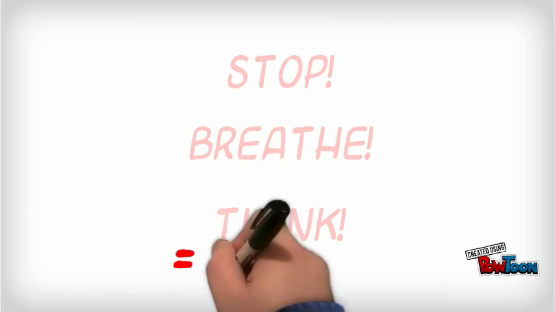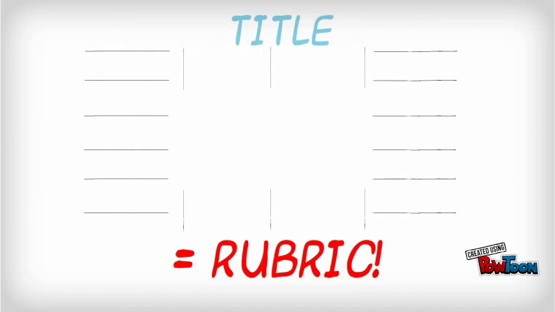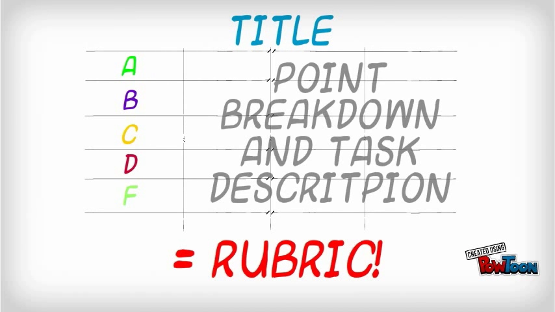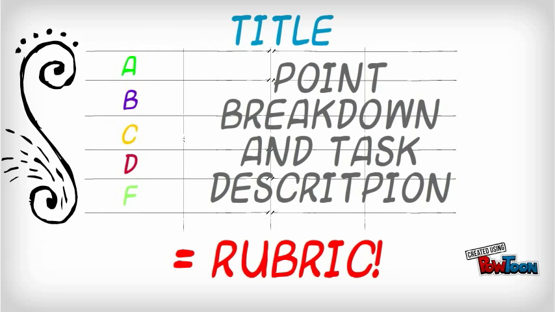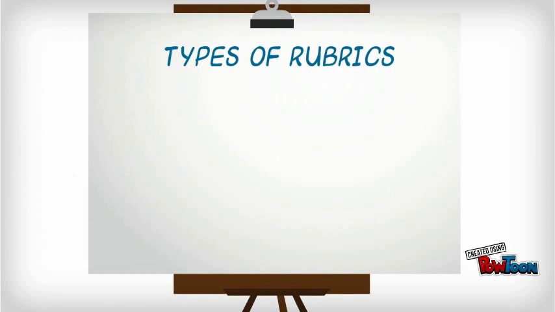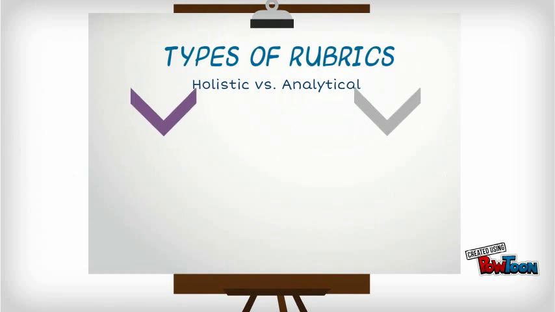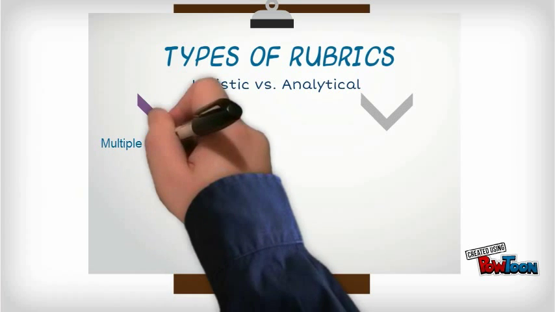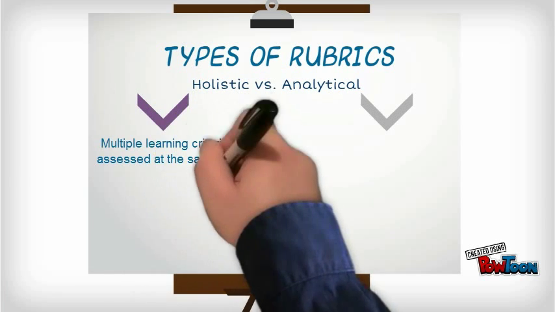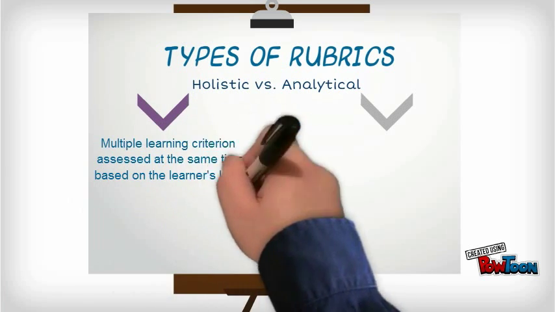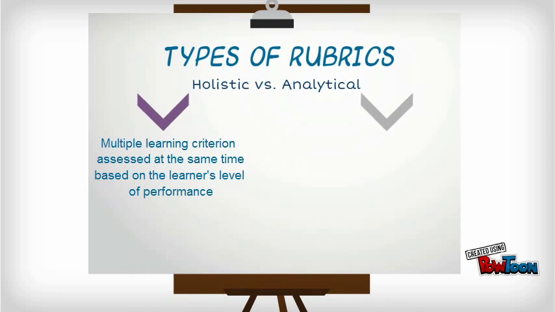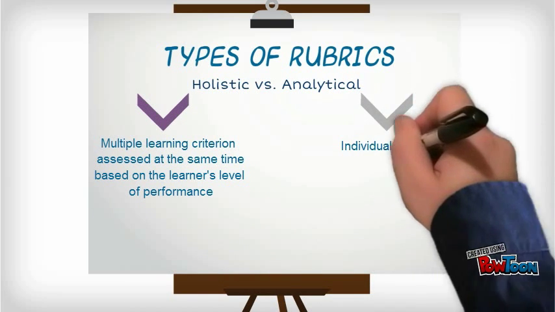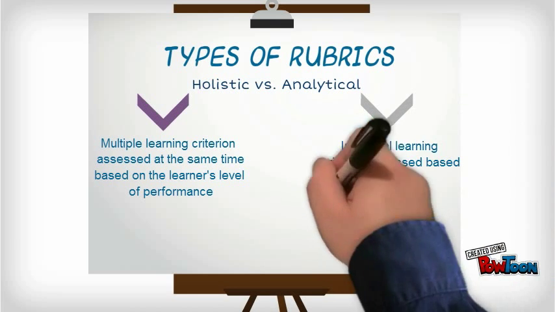Rubrics are an impeccable thing. With fancy titles or A through F grading with point breakdown and task descriptions, we're able to look at the types of rubrics, such as holistic versus analytical. Holistic rubrics take multiple learning criteria and assess everything at the same time, at the learner's level of performance, while analytical takes the individual approach, with individual learning criteria being assessed on the learner's level of performance.